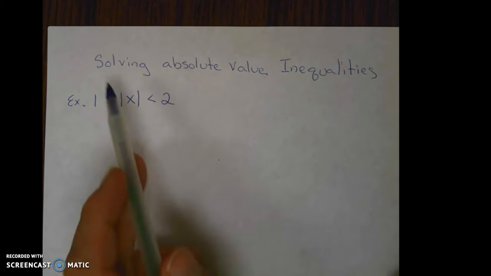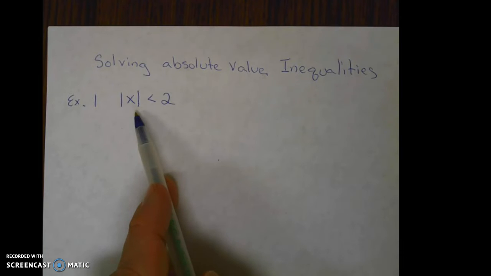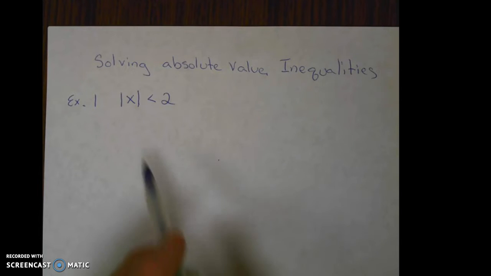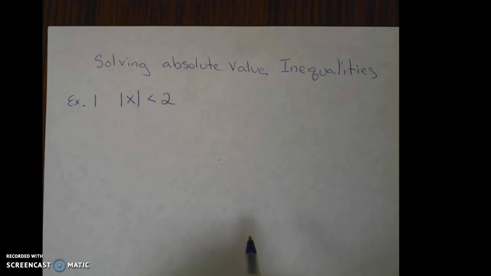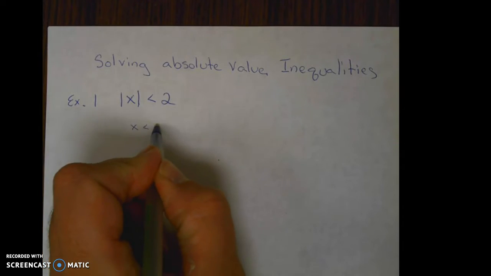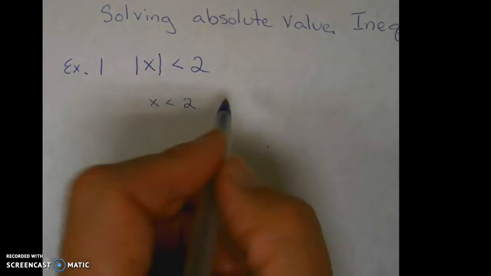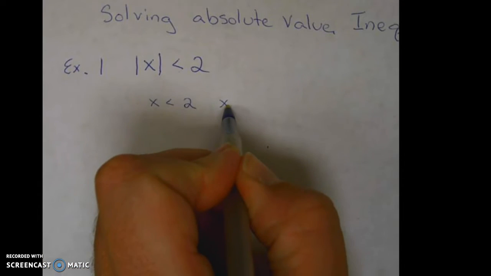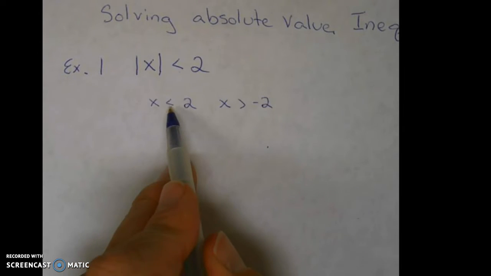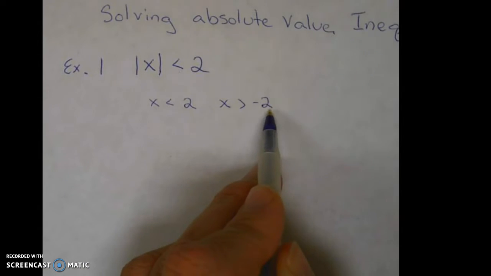Today's lesson is on solving absolute value inequalities. So if you'll take a look here, we have the absolute value of x is less than 2. So what we want to do here is set up two inequalities. The first inequality is going to be x is less than 2. And the other inequality is going to be x is greater than negative 2. So notice I switched the inequality from less than to greater than, and I changed the sign of the number.